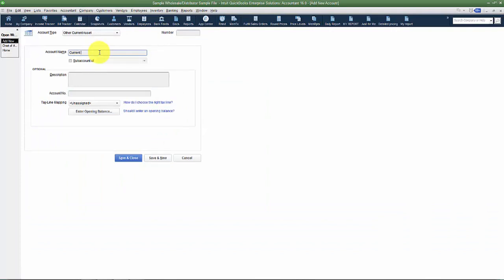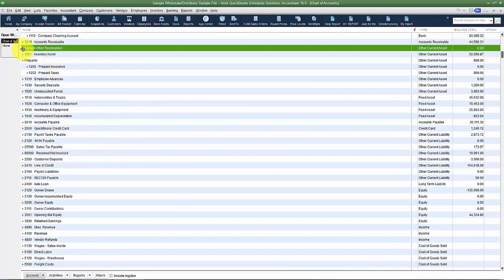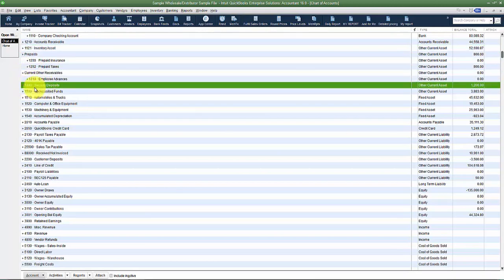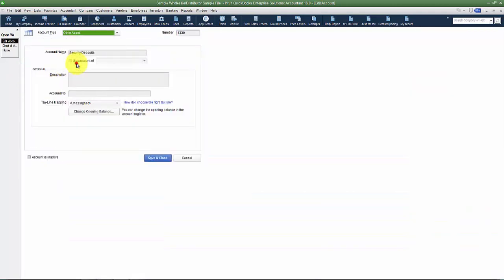Or current other receivable. Okay. All right, so here an employee advances will go under there. Security deposits is not generally a current asset, right? So I'm actually going to fix that. Let's stick it down to other assets.